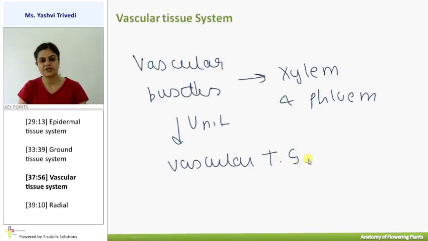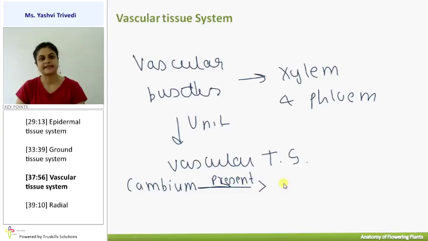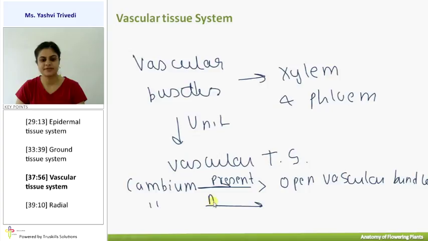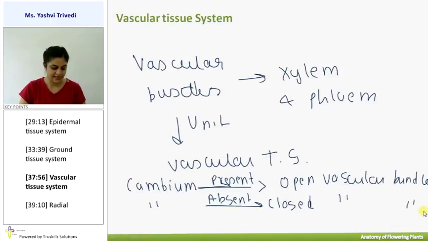Vascular bundles basically have cambium, that is, xylem and phloem will be differentiated from each other through the absence and presence of cambium. Cambium is a meristematic, continuously dividing cell. If cambium is present between xylem and phloem, then that type of vascular bundles are called open vascular bundles. If cambium is absent between xylem and phloem, then they are called closed vascular bundles. So these are the two types.